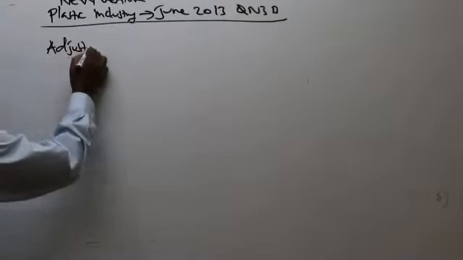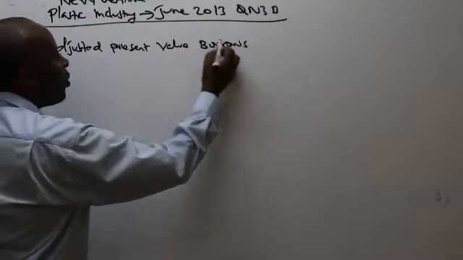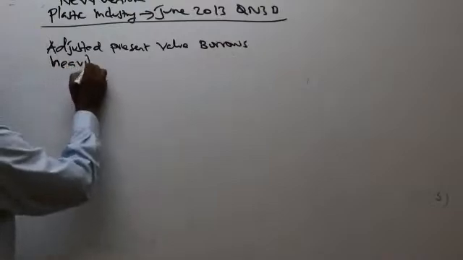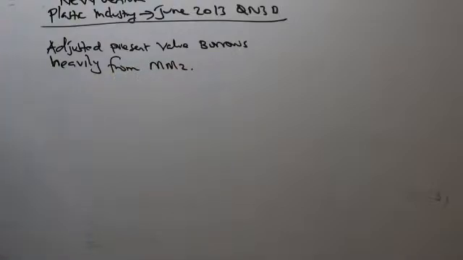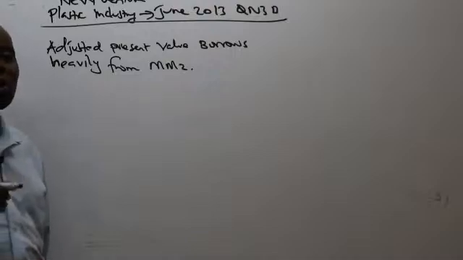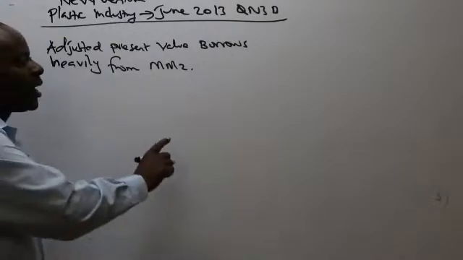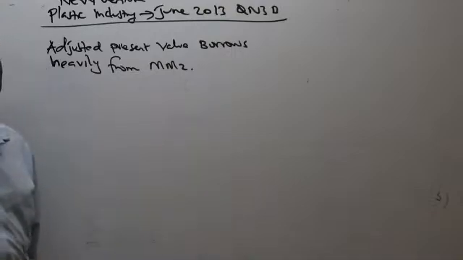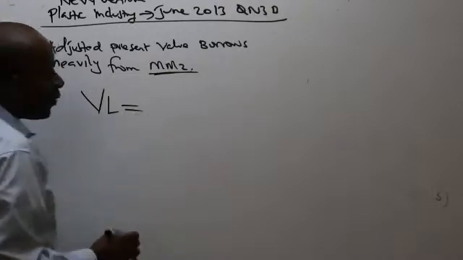Ladies and gentlemen, whenever we talk of adjusted present value, it borrows heavily from MM2. That is why if today somebody was to ask you anything to do with the assumptions of APV, most of them will be quite similar to the MM2 assumptions: availability of taxes, debt equity, mode of financing, etc. So when we talk of MM2, they gave us a very important model for getting value of a levered organization.